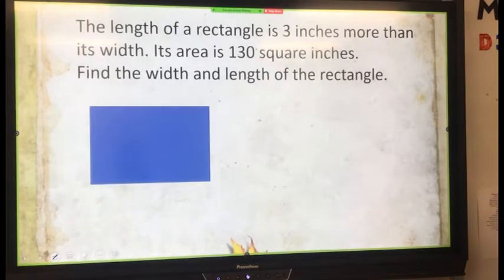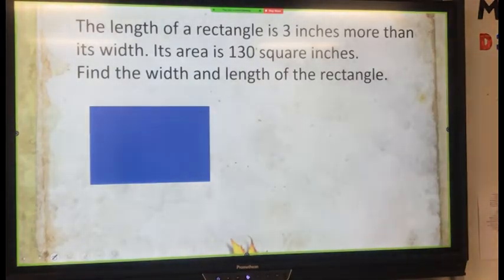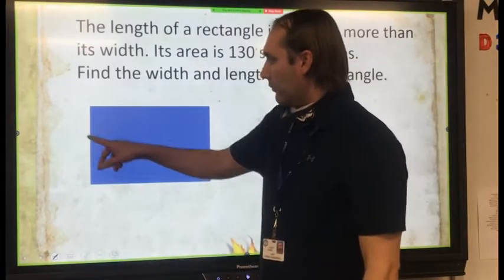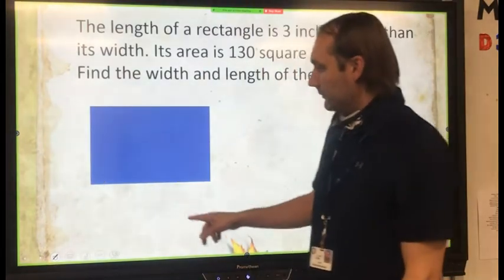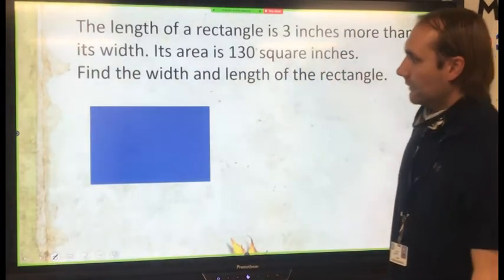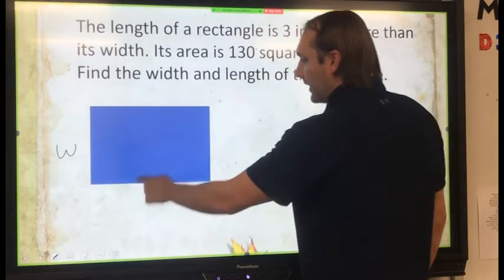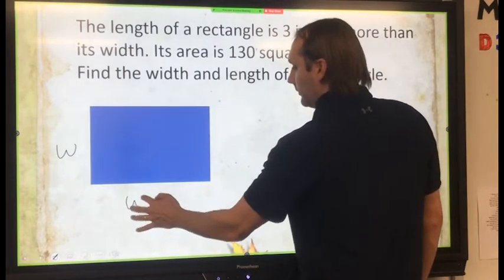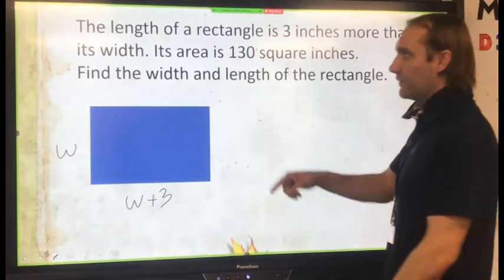The length of a rectangle is 3 inches more than its width. Its area is 130 square inches. Find the width and the length of the rectangle. Now, which of these terms am I going to write in relation to one another? Am I going to have just a W or an L? A W. So if I'm calling this my width, how can I write length in terms of width? W plus 3.